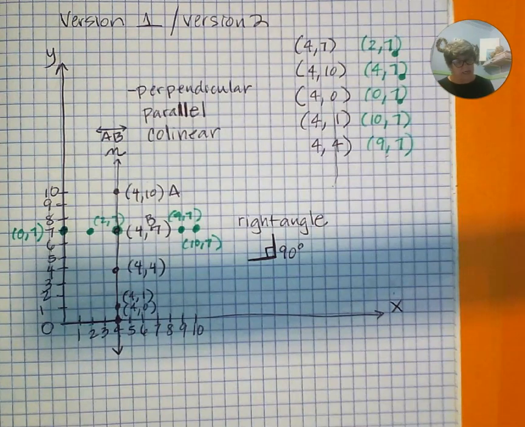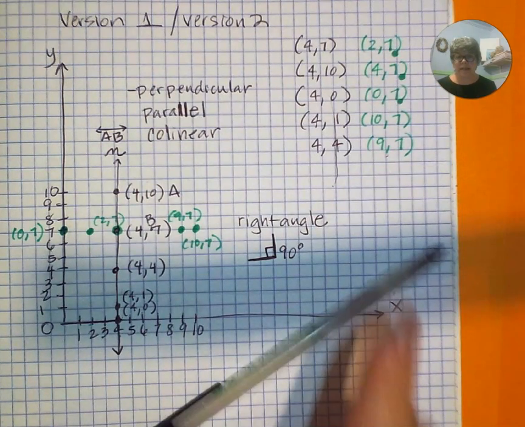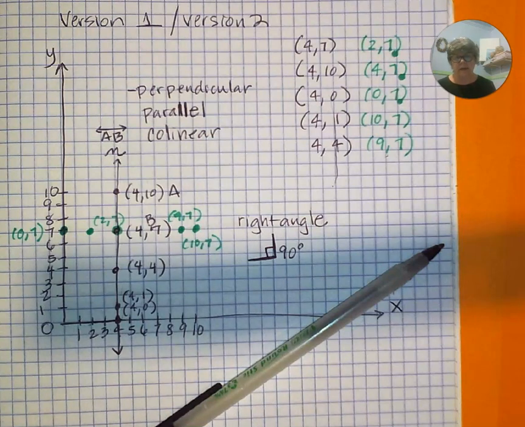Okay? And I'll see you in the next video. We're going to continue talking about relationships between lines on coordinate grids. All right?